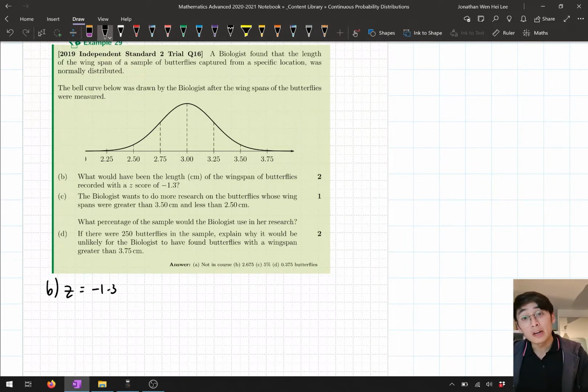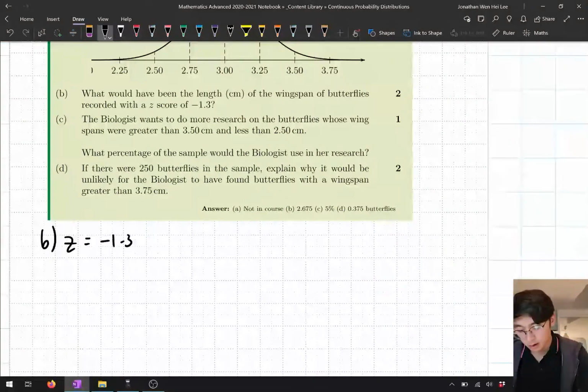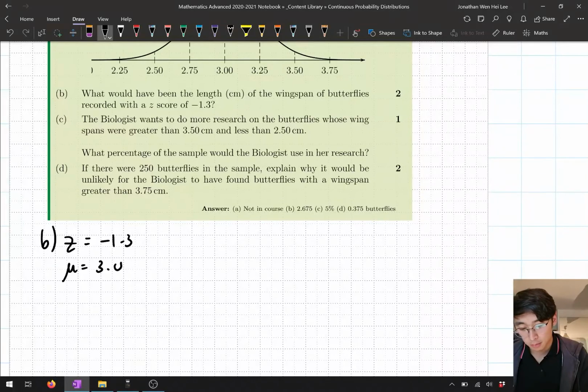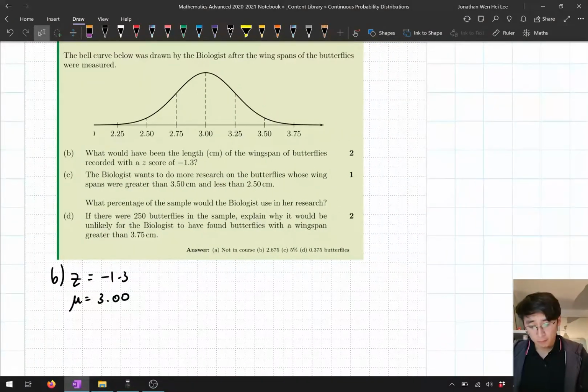Well, just by reading off the diagram, we can find the mean. The mean is just the middle value here, so that's 3. So here I'm going to write the mean is going to be equal to 3.00. What else do we have? Well, from this diagram, we can also figure out what the standard deviation was.